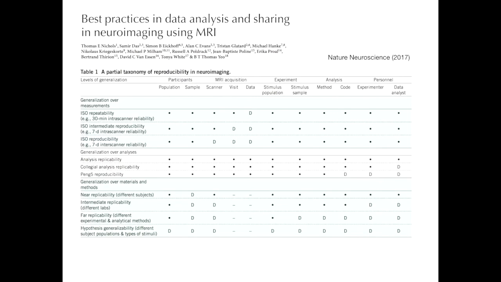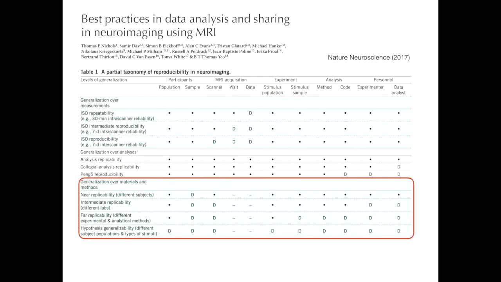And just as a quick note, if you're interested in learning more about this, I recommend this article that came out earlier this year in Nature Neuroscience, Best Practices in Data Analysis and Sharing in Neuroimaging Using MRI. The authors provide a partial taxonomy of these reproducibility terms, and we'll be focusing down here on this generalization over materials and methods.